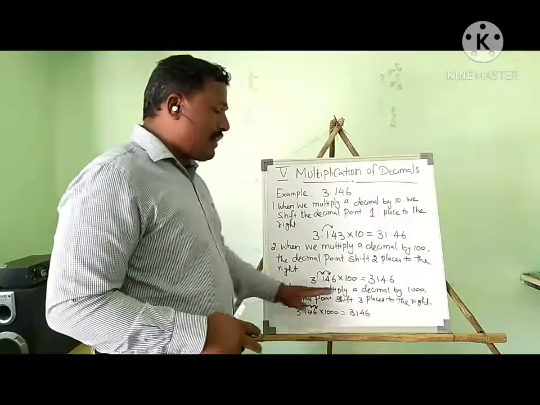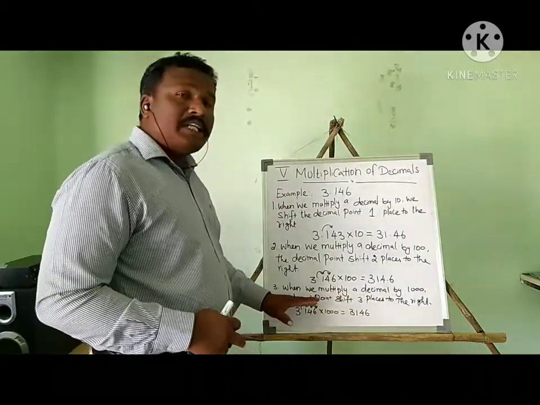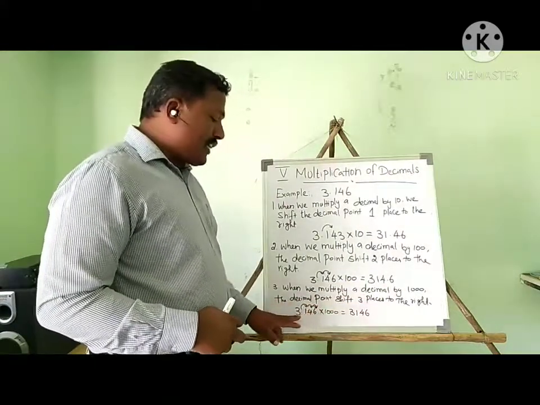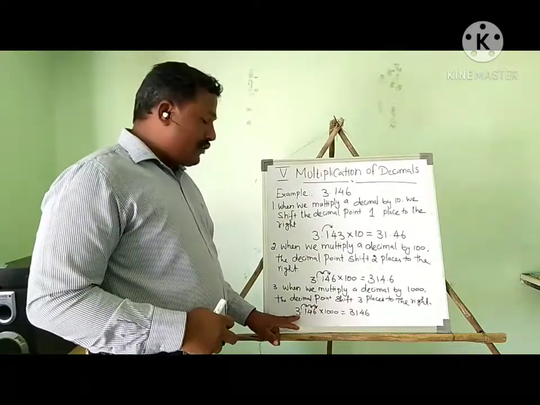Then when you multiply by 1000, you have to shift 3 places. If you look at it, this is the normal value, 3.146.